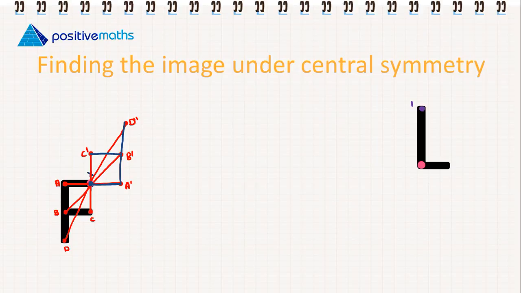Now let's do the same with the letter L. We'll call this point 1, the point here will be 2, and 3. Again, we're going through the point X, which is the pink point. So 2 is on the point X, so it's going to stay where it is. 1 is going to end up about here. We'll call it 1 dash. And 3 will end up over here, so we'll call it 3 dash. And again, we'll now outline the image of the letter L.